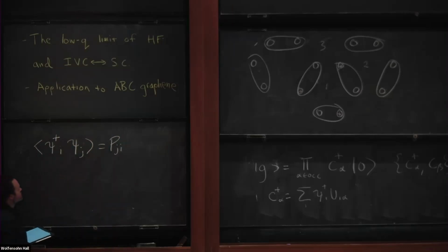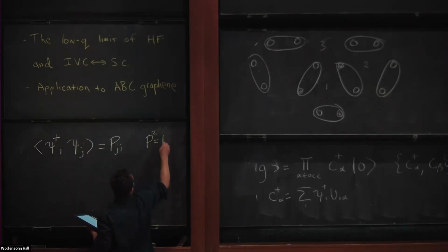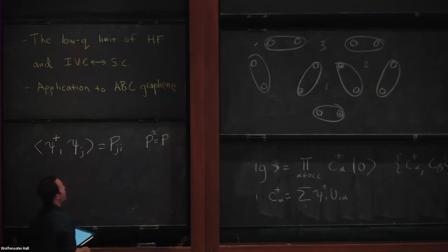The reason I call this P is that what you'll find actually, and I'll show this in a second, is that P is actually a projector, so it obeys P squared is equal to P. So basically, if you diagonalize P, it has a set of zeros and ones, which just specify which orbitals are empty and which are filled.